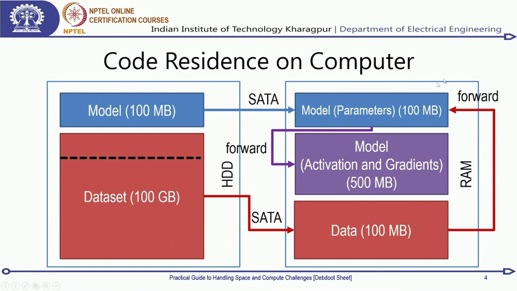Okay. Now, you do a forward, you pass it through the model for each single sample from your batch, and you will get the activation and the gradients calculated, and say that this is in the order of some 500 MB.